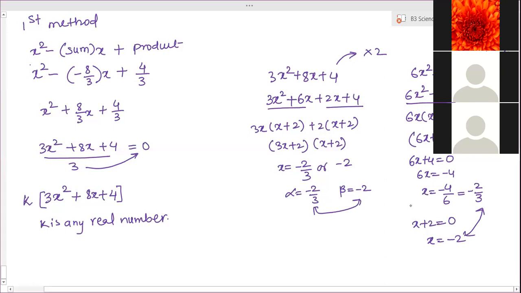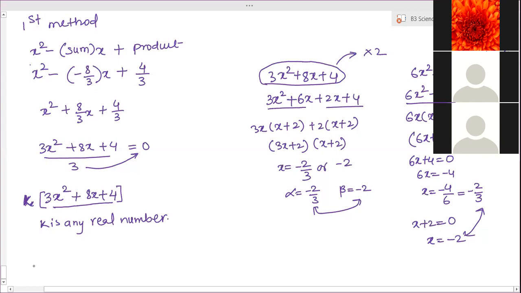Yes, ma'am. So that means whatever the values of sum of zeros and product of zeros have been given, this is a basic polynomial, and if this polynomial is multiplied with any real number, you will get the same zeros every time. Therefore, there is not only one polynomial with the given zeros minus 2 and minus 2/3. Every multiple of this polynomial will have the same zeros. So therefore, we have multiplied with any real number, that is k. Clear? Is it clear? Yes, ma'am.